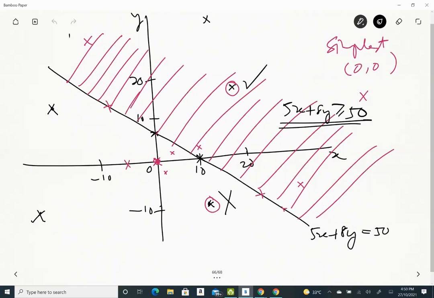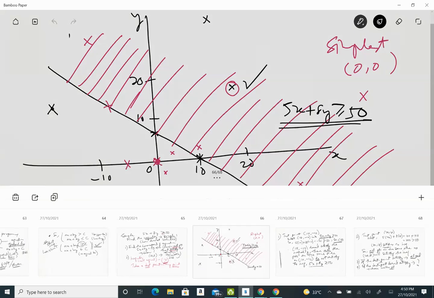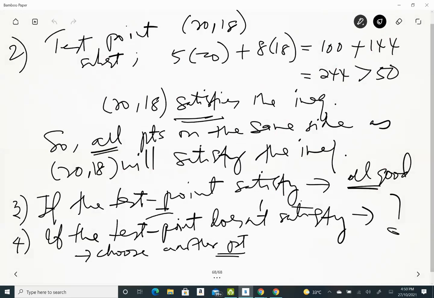So if you want to choose a point, don't choose this point. Don't choose the point on the same side, because if you do that, you will get the same outcome. So you choose a point on the other side. If this one doesn't satisfy, therefore you choose point A, that point 2018 or 2050. So that is one option: you choose another point on the other side.